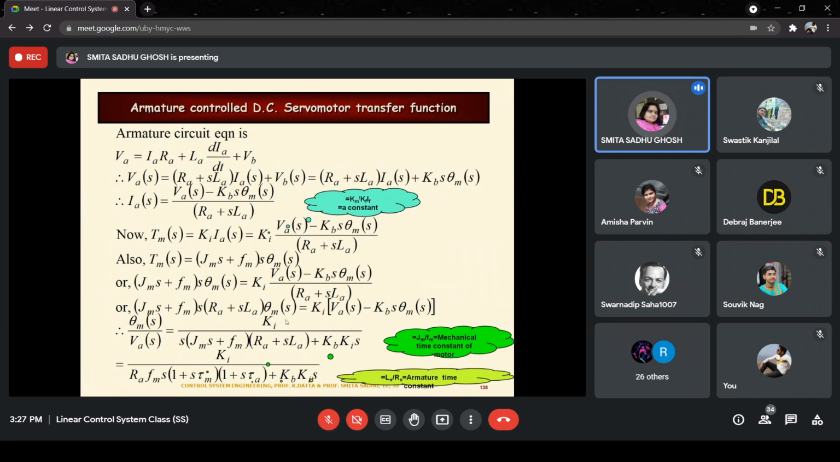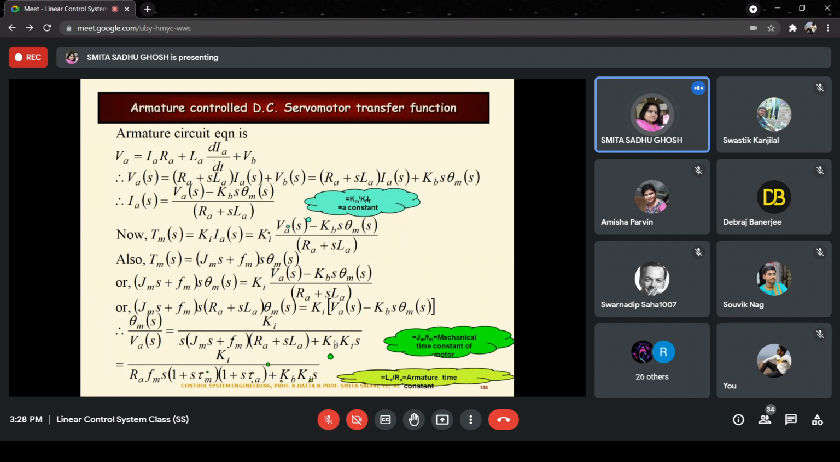Now, in this transfer function, apart from, of course, your variables and notations, we find that structurally this transfer function is a bit different from the previous one, that is the field controlled DC servo motor transfer function. Here we have an additional term in the denominator as plus Kb Ki. This sort of thing was not present in the field controlled DC servo motor. However, let us try to see what the implications of this may be.